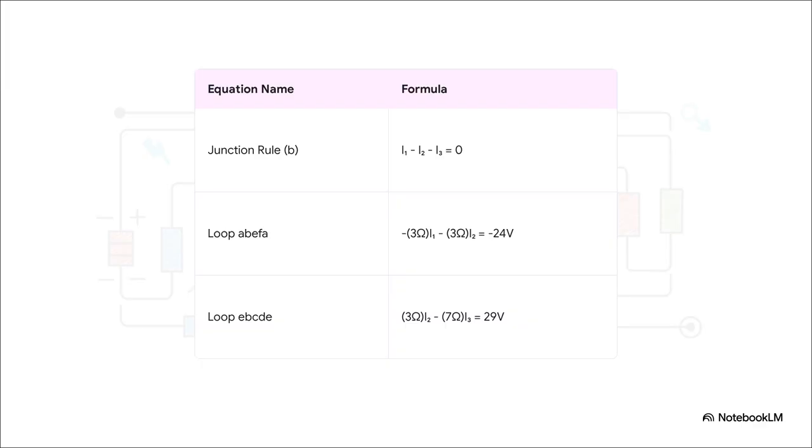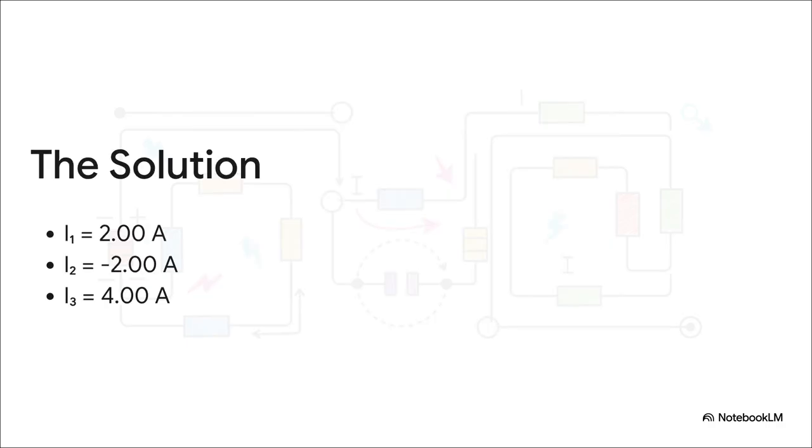And here it is, all cleaned up. We have a system of 3 independent linear equations for our 3 unknown currents. At this point, the physics is done. We've successfully translated the physical reality of the circuit into a solvable mathematical problem. The rest is just turning the algebraic crank. So you go ahead and solve that system. You can use substitution or matrices, whatever you like, and this is what you get. I1 is 2 amps, I2 is negative 2 amps, and I3 is 4 amps.